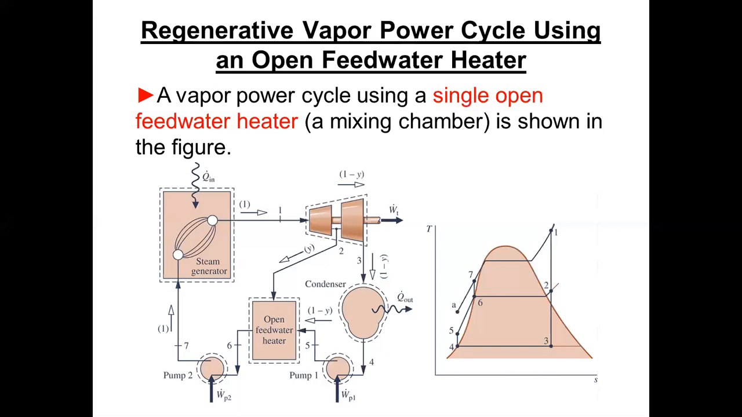So if we had 1,000,000 pounds an hour, when we get to 2, we'd be taking 200,000 pounds an hour and pulling it out and sending it to the open feed water heater. So that's the Y would be 0.2. So then from that point on, from 2 to 3, going through the turbine, well, we don't have 1,000,000 pounds anymore. We pulled 200,000 out at 2. So 1 minus 0.2 is 0.8.